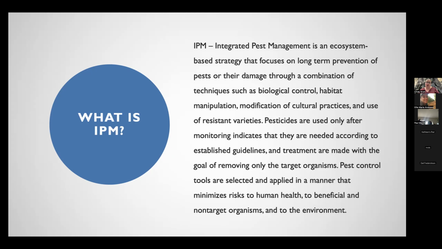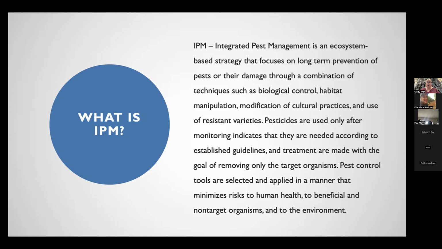Pesticides are used only after monitoring indicates that they are needed according to the established guidelines, which are found in research. And treatments are made with the goal of removing only the target organism. Now, when I say pesticides, that includes organic pesticides. It includes oils and soaps. I'm talking about anything that kills insects. So it doesn't have to be a conventional pesticide.